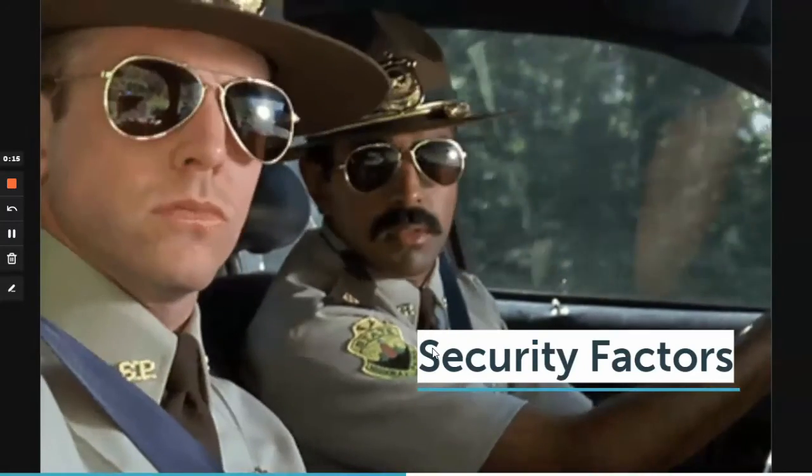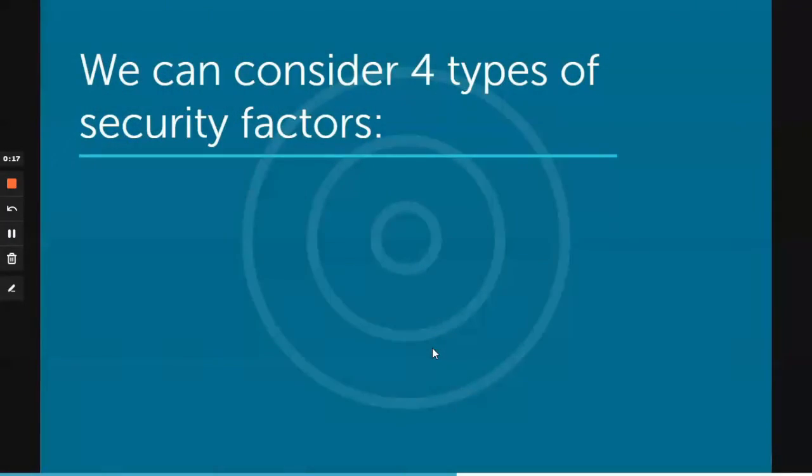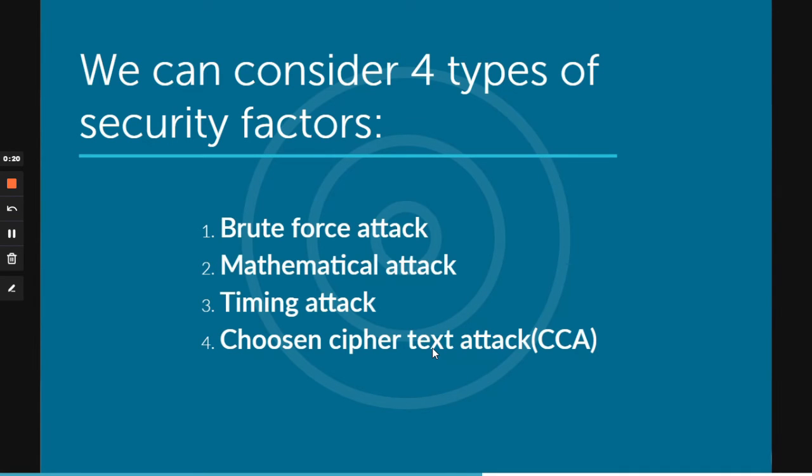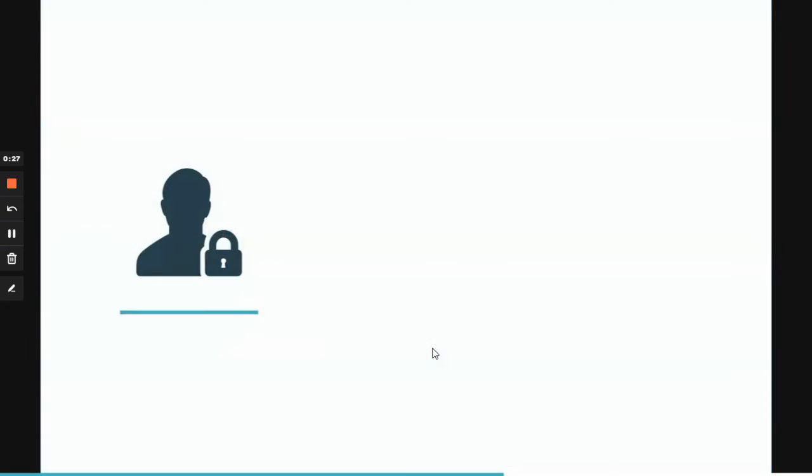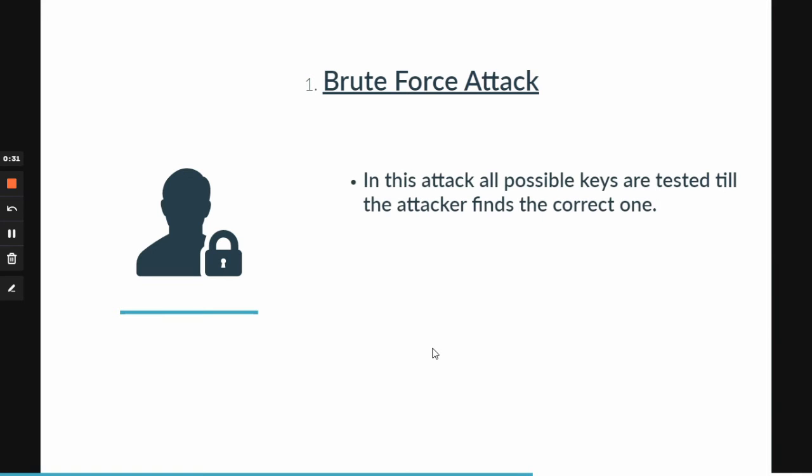Now let us look at the security factors of RSA algorithms. We can consider 4 types of security factors: brute force attack, mathematical attack, timing attack, and chosen ciphertext attack. Let us look at the first one, brute force attack. In this attack, all the possible keys are tested till the attacker finds the correct one.